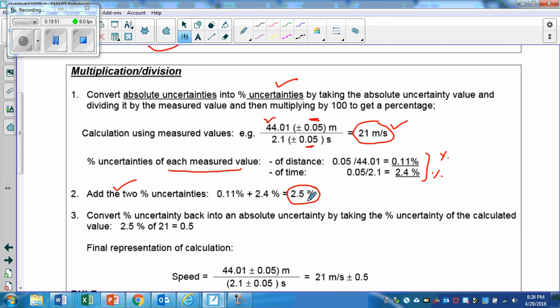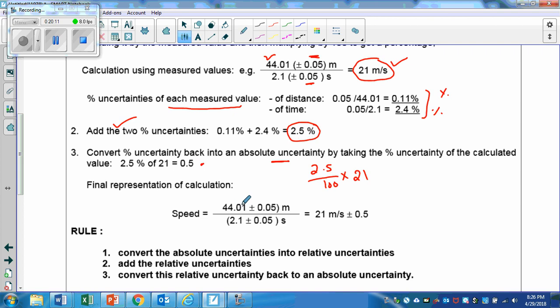Now, before I report this, I need to convert this percentage uncertainty back into the absolute uncertainty. So I will calculate 2.5% of 21. So 2.5 divided by 100 multiplied by 21, that is 0.5. That means my uncertainty is right here. 44.01 meters divided by seconds. These are the absolute uncertainties.